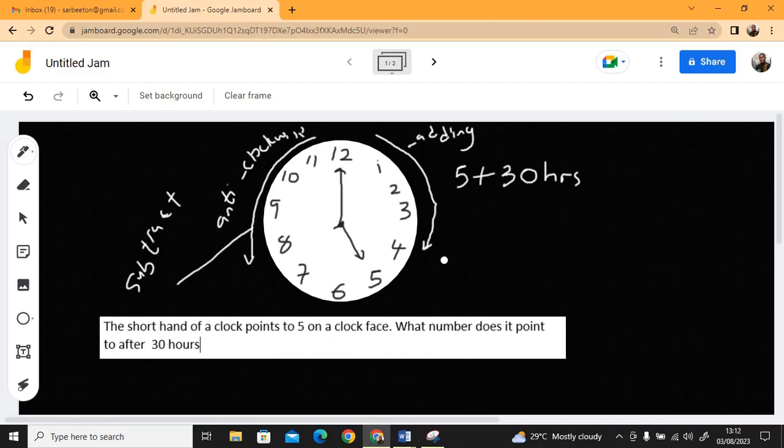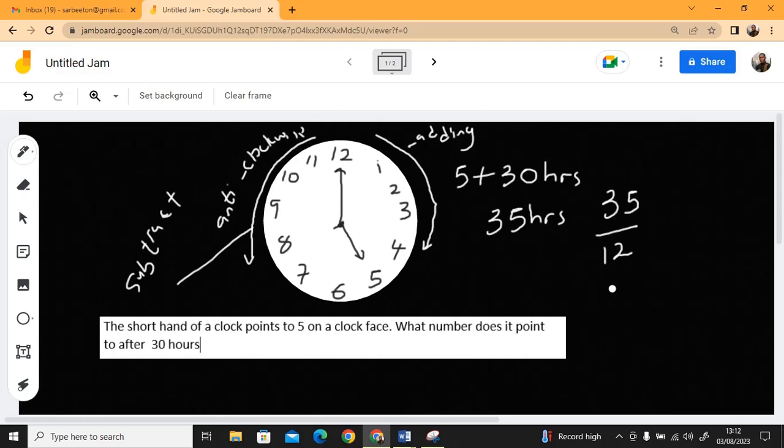Did you get that logic? I hope you get it. Now this is 35. This is what you're going to do now: 5 plus 30 is 35. Beautiful. Now you're going to divide this 35 by 12, because the number of numbers on the clock is 12. There are 12 numbers, you can see, from 1 to 12. So you divide 35 by 12.